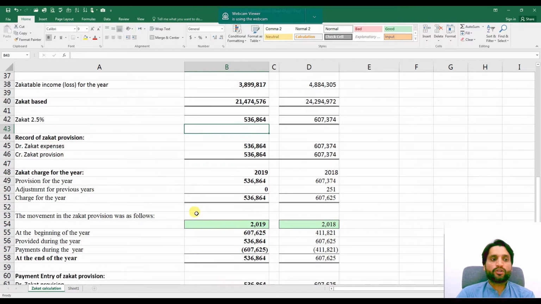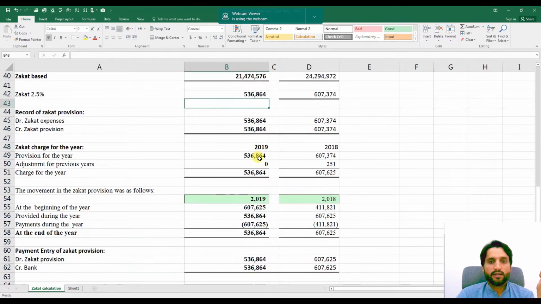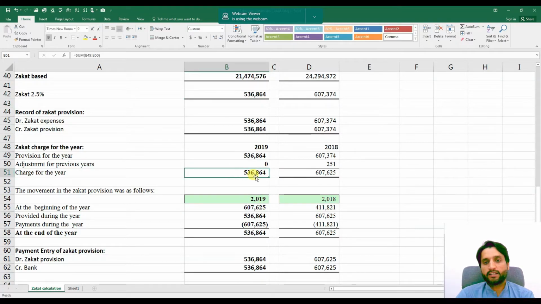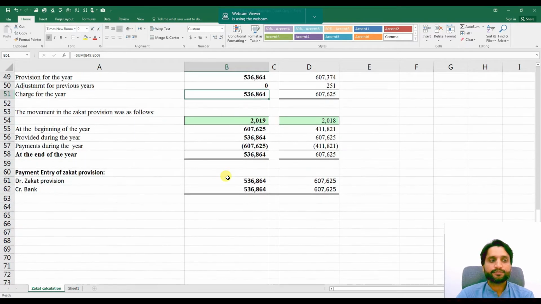Now when we need to record the zakat provision, we need to make a journal entry of zakat expense debit with 536,000 and zakat provision credit with 536,000. In 2019, zakat charged for the year is 536,000. Adjustment from the previous year is no, there is no value. So the total value charged for 2019 is 536.